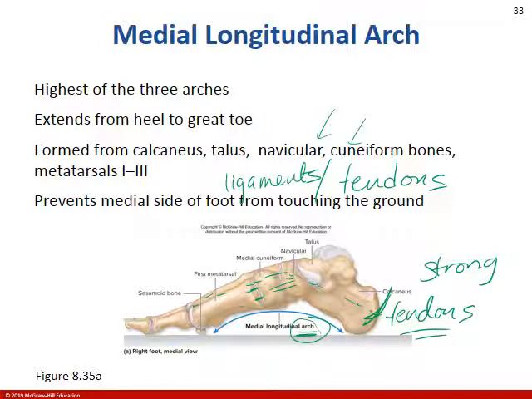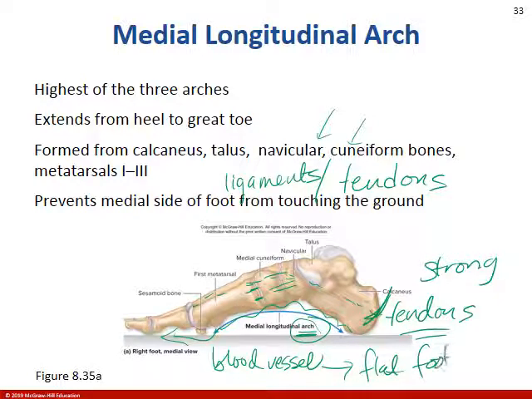Also think about all of the blood vessels that have to innervate the bottom aspect of the foot. So you do have blood vessels where if you are flat-footed, you're standing on those blood vessels and you're blocking the flow of blood to the underside of the foot.